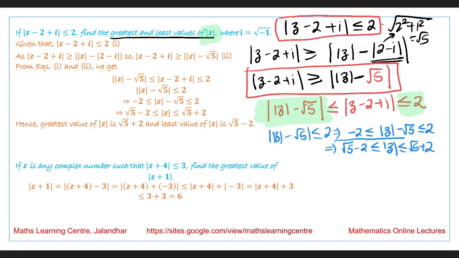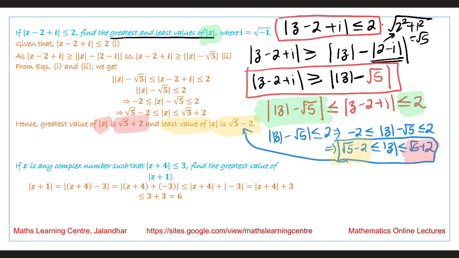So this is the required value. We are saying that the minimum value that mod z can have is root 5 plus 2. This is root 5 plus 2, this is the maximum value, and root 5 minus 2, this is the least value of mod z.